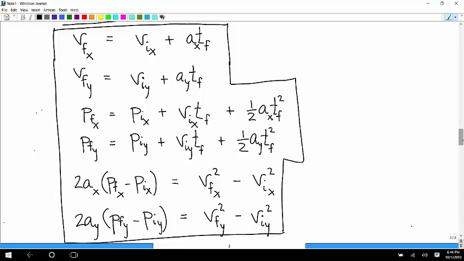And then the time final that you calculate here, you can plug into the x equation. So that's why that's going to be a common strategy. All right, so let me do an example.